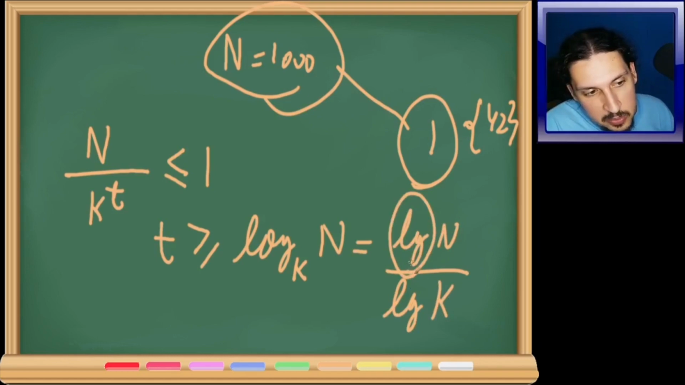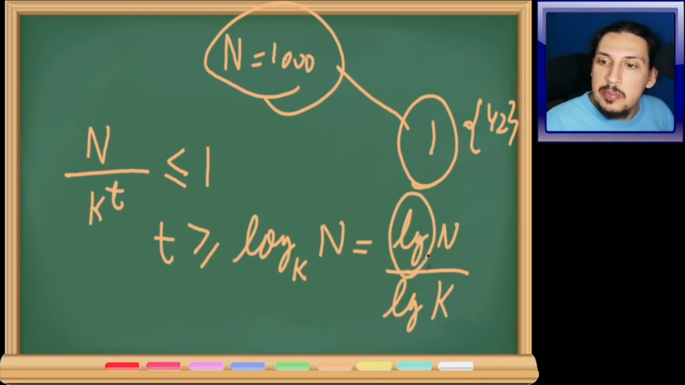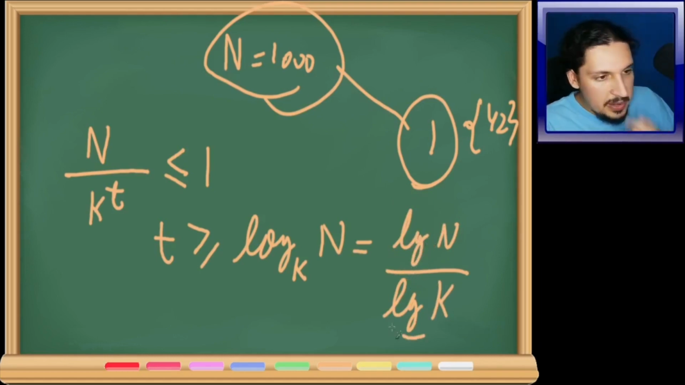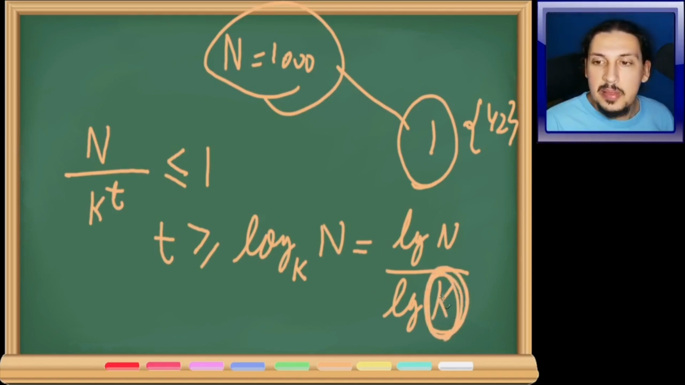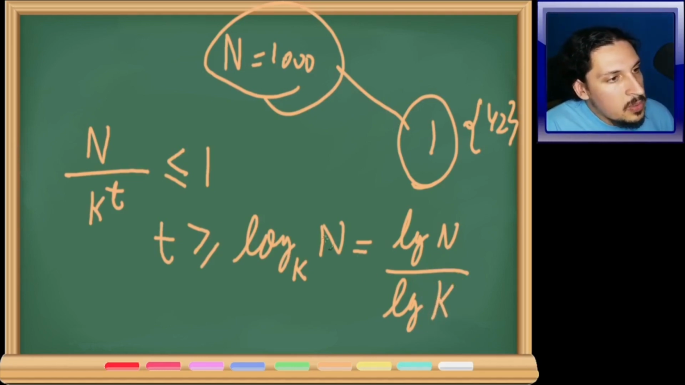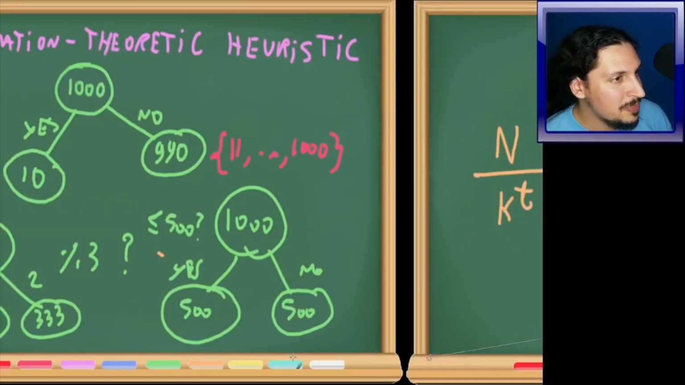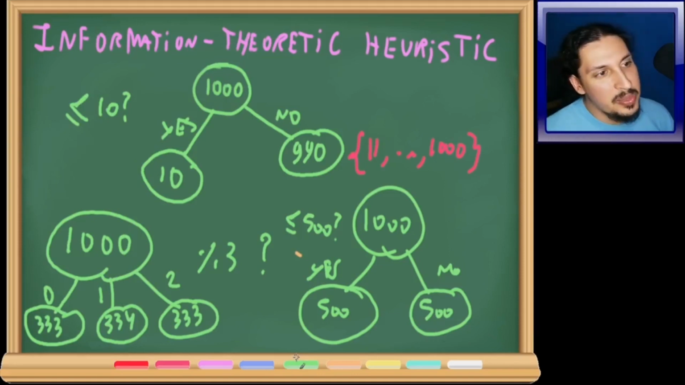I will generally use log like this to mean logarithm base 2, but here, of course, any base will give the same result. That's it. So this is why having larger values of k is better. That leads to fewer queries. So this is the basic form of the information theoretic heuristic, but I haven't explained why it's called like that. Why do I call it information theoretic?